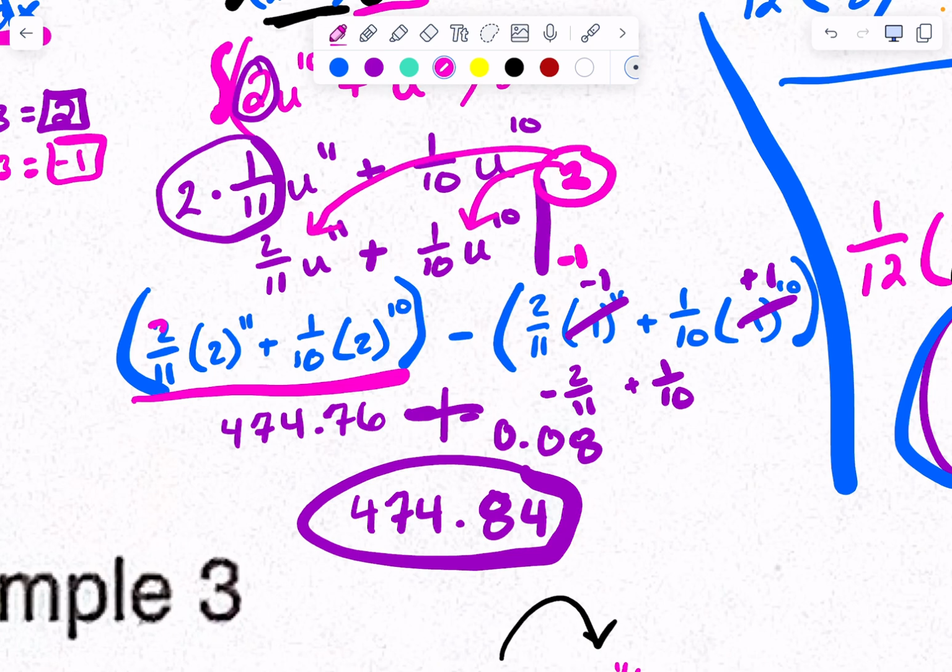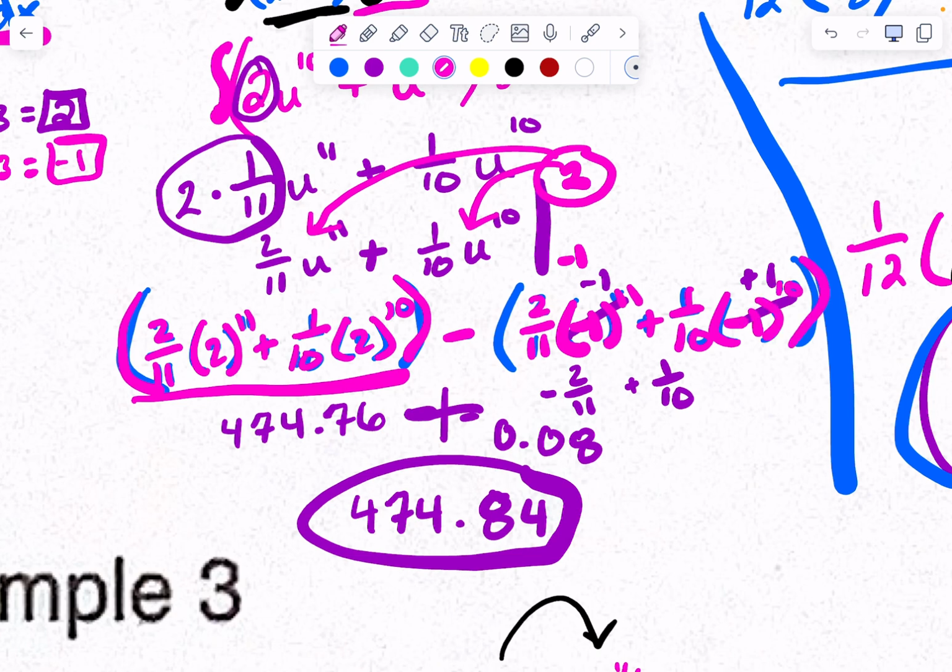So 2 over 11 times 2 to the 11th plus 1 over 10 times 2 to the 10th. Then you plug that whole big chunk in, and then subtract what you get when you plug in negative 1. 2 over 11, I'm replacing the 11th... plus 1 over 10 times negative 1 to the 10th. It's positive. We simplified some stuff, but then we just ended up putting it into our calculator and we do all that stuff and we get 474.84.